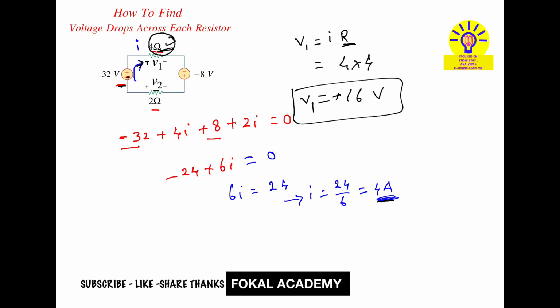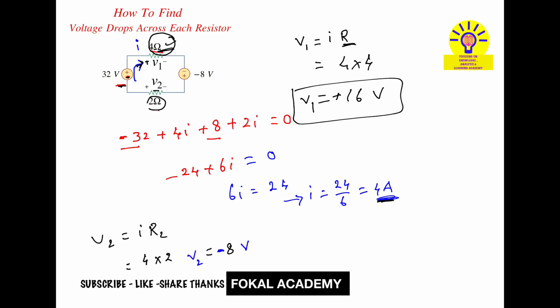Now similarly V2. According to Ohm's law, V2 equals I R2. R2 is 2 ohms and current I is 4 amperes. It is equal to 8. But the current entering point in this resistance is the minus sign. So its value is minus 8 volts.